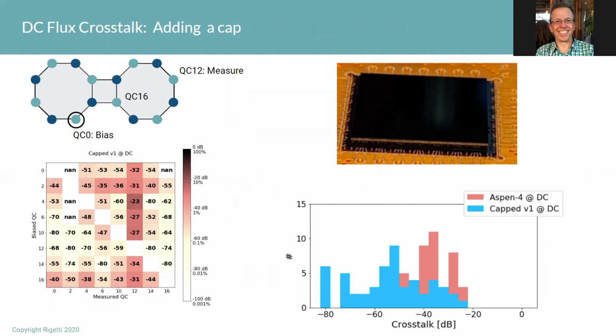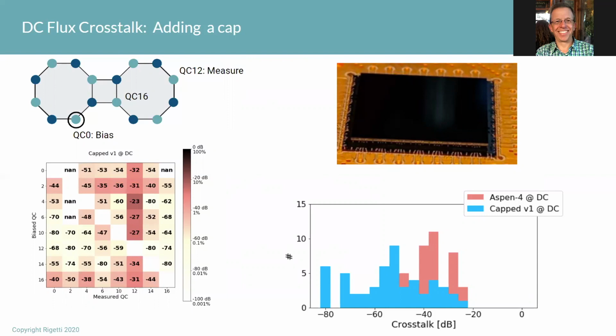If we look at the bottom right at our crosstalk distribution, what we see is this cap device distinctly has a whole part of its population which is much better, much lower crosstalk than the Aspen 4 device, which did not have a cap we were just looking at. But there's also a whole set of qubits that overlap.